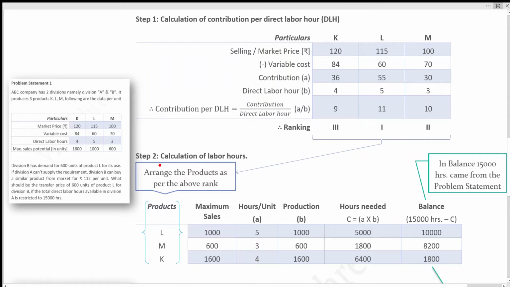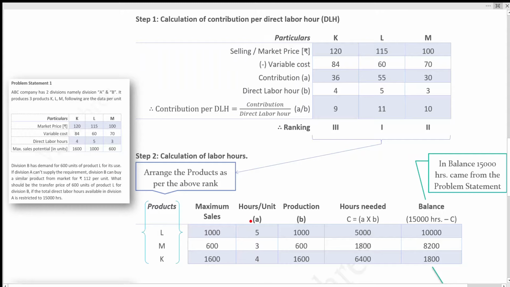The second step is that we have to calculate the labor hours. While calculating the labor hours, it is very important that we arrange the products as per the ranking. Here the first rank is L, second rank is M, and the third rank is K. As per these products, we mention their values by seeing the question. First we have taken the sales. For L, the sales is 1000. For M, the sales is 600. And for K, the sales is 1600.